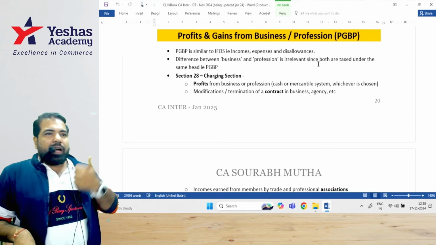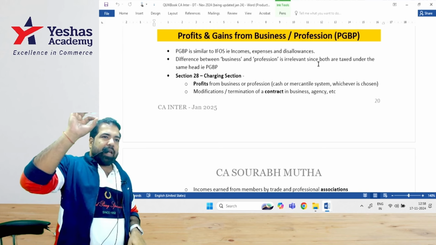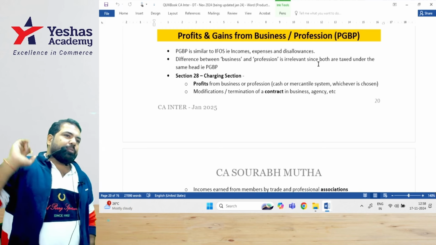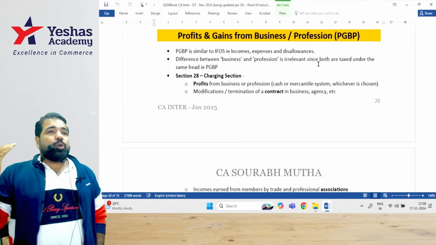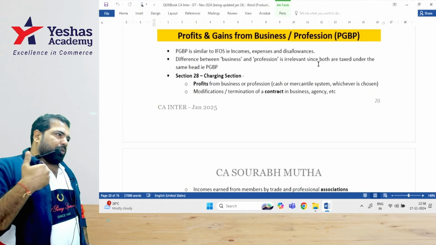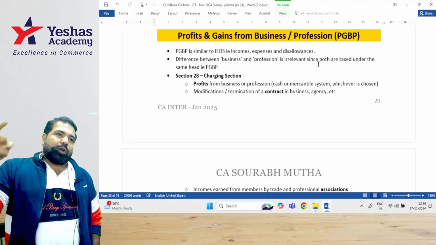You don't need to arrange your accounts. You don't need to go for an audit. And you have to show fixed profits of 6 and 8%. Guys, can I show higher profits? Yes, because the higher the profit, the higher the tax. But you cannot show lower profits. If you want to show lower profits, you will have to arrange your accounts and get them audited because the government will want to check.